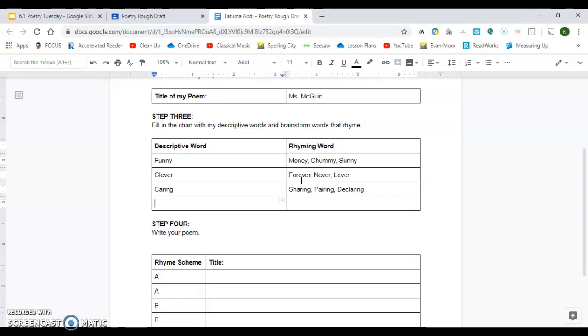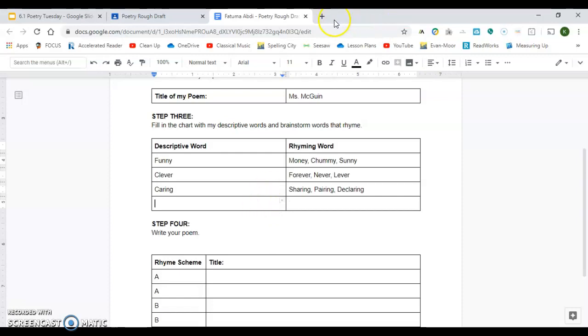So if I was going to describe Miss McGuinn, let's see, another word. I said funny, clever, caring. How about silly? Is that the same as funny? Are there any words that rhyme with silly? Let me think. Billy, chilly. Silly, chilly. No, I can't think of any others. So that might not be a good word. Maybe I need to go back.